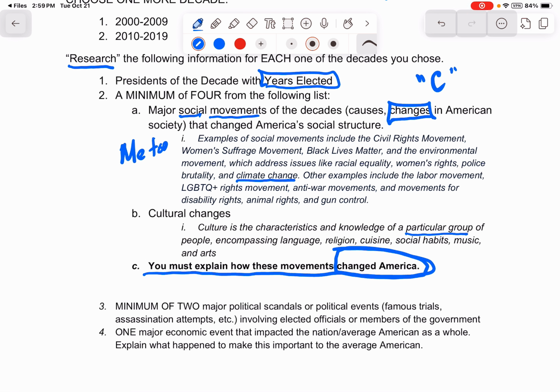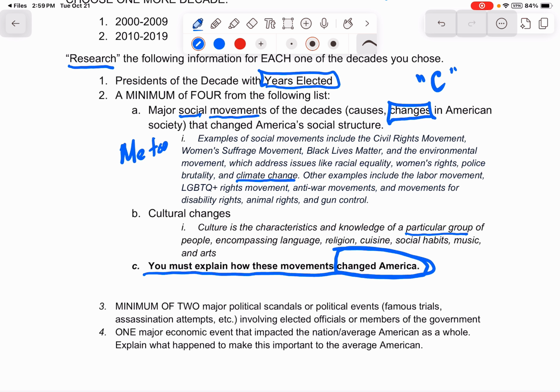Because all of this changed the world that I was teaching in from 1980 to 1989 changed dramatically. Same thing for the 90s. And for sure, same thing for any of the 2000s decades. You have got to explicitly explain how this changed America.